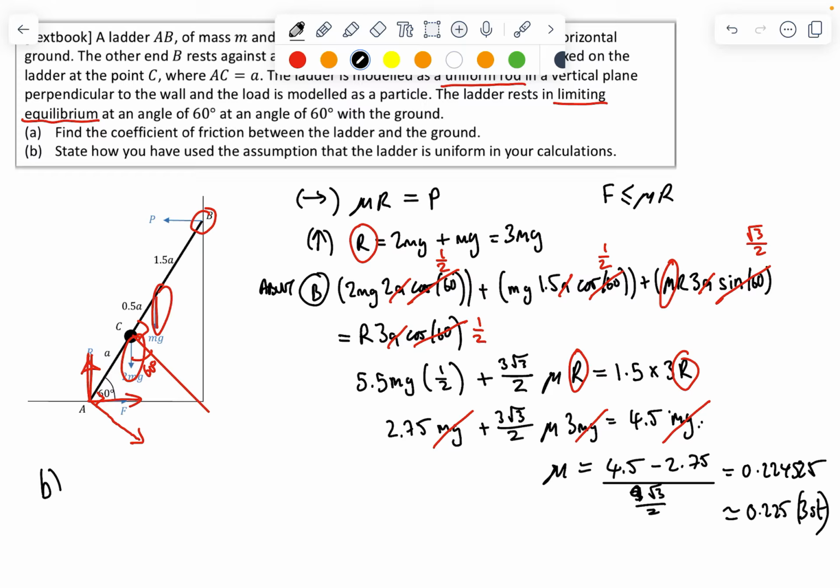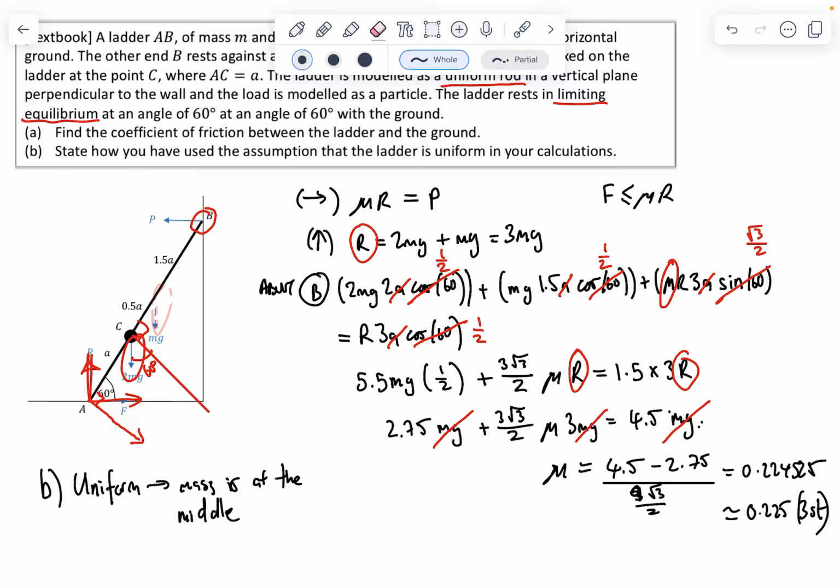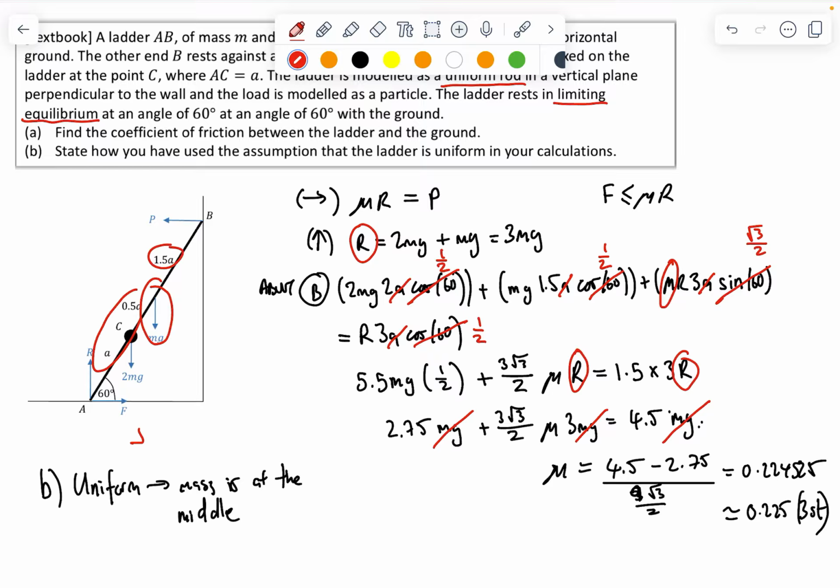Okay, part B is easy. B says state how you use the assumption the ladder is uniform in your calculations. Well, we know that uniform means that the mass is at the middle, and you can see that we used that here. So it's 1.5 from this end and 1.5 from this end, and that's it.